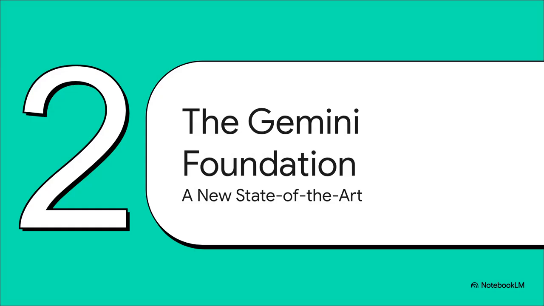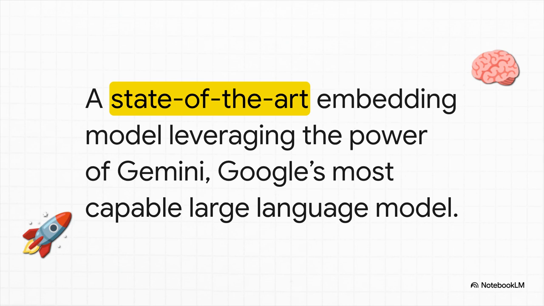Okay, so with that idea of a map of meaning in our heads, let's look at the new state-of-the-art model that has basically redrawn this map with incredible precision. This new model from Google is called Gemini Embedding, and it's not just a small update. Its power comes directly from its foundation. It's built right on top of Google's most capable and generalist large language model, Gemini.